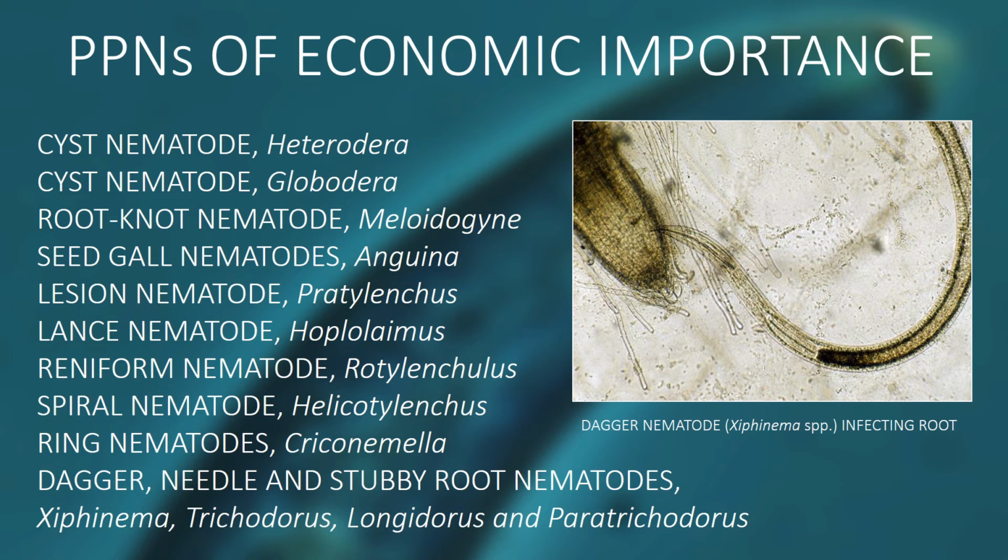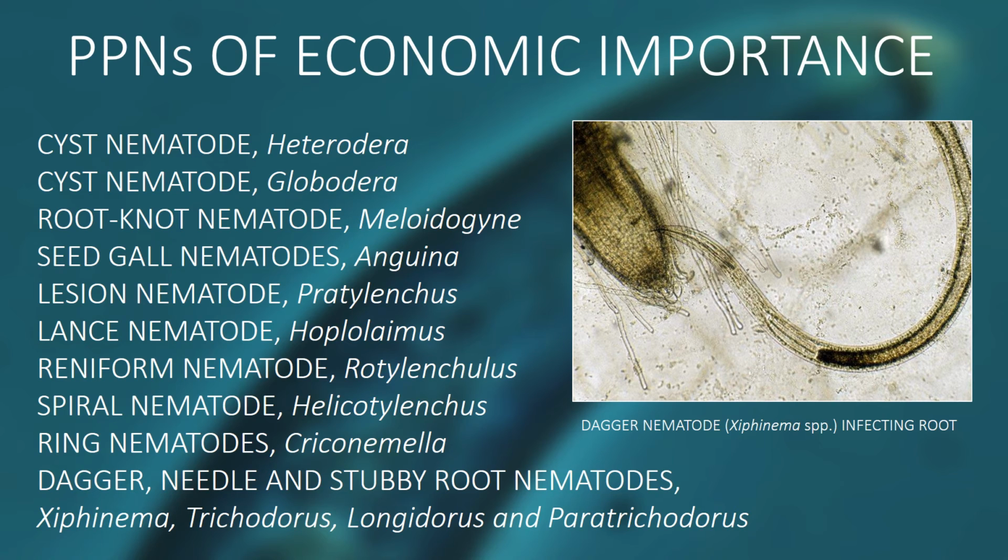It's pretty much wiped out a lot of the cotton states until they began doing research through different areas and now work with basically seed that's already been protected and coated. We have spiral nematodes, we have ring nematodes, and then we have the dagger, needle, and stubby root nematodes.